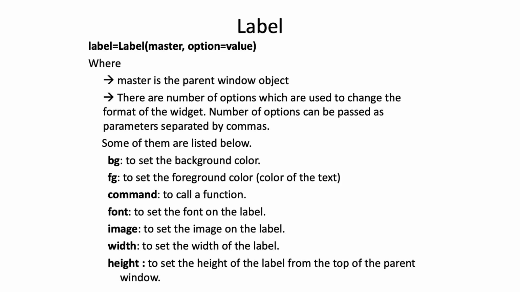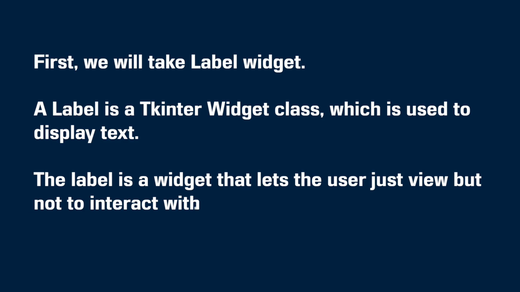Some of them are BG to set the background color, FG to set the foreground color, that is the color of the text, command which is to call a function, font to set the font on the label, etc. First, we will take a label widget. A label is a tkinter widget class which is used to display text. The label is a widget that lets the user just view but not interact with. Shall we try an example?